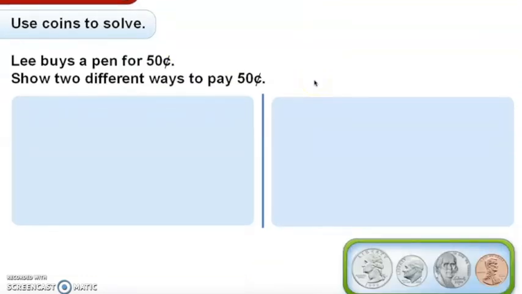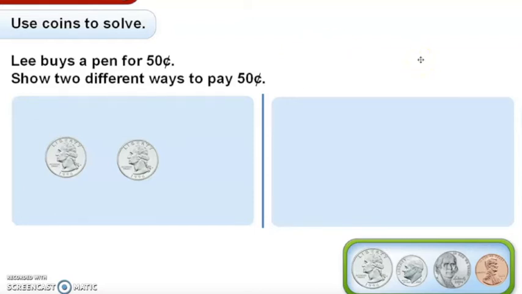So it says Lee buys a pen for 50 cents. Show 2 different ways to pay 50 cents. So 50 cents is actually a really easy one because we know that one way is just by using 2 quarters, right? Because again, quarters are 25 cents each, so 25, 50. So there we have 50 cents right there.